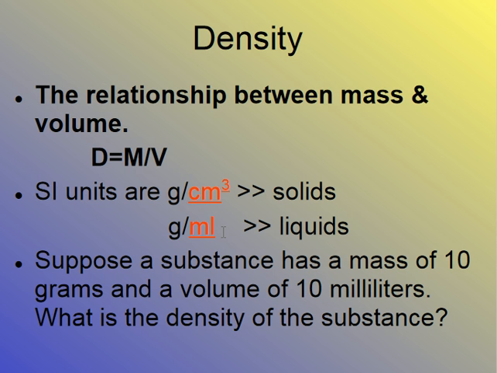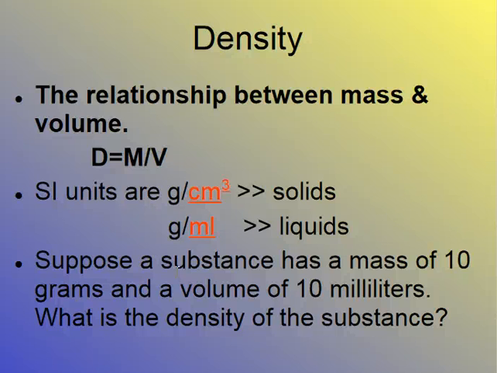That's what it will be in here. We're not going to measure in liters, but it could be grams per liter, grams per centiliter. Now, suppose a substance has a mass of 10 grams and a volume of 10 milliliters. What's the density of the substance? Well, it's mass over volume. And mass divided by volume is 10 divided by 10, which is 1.